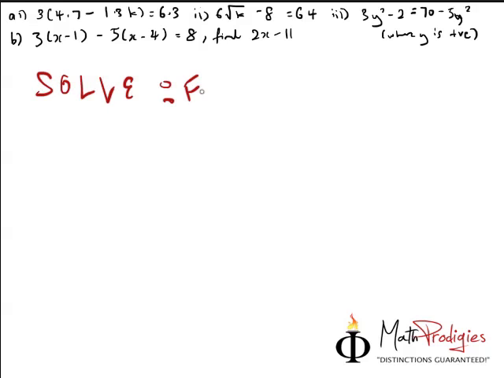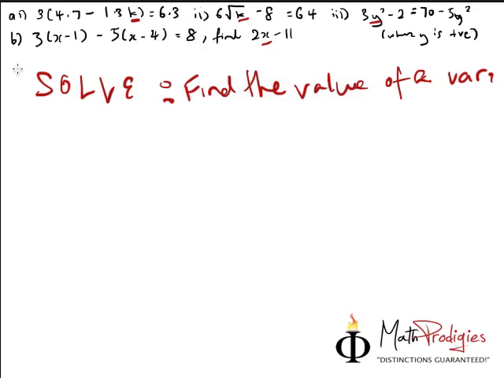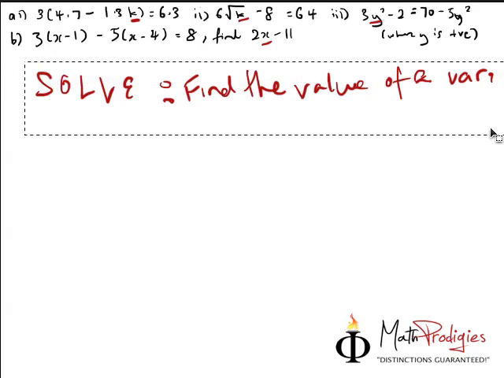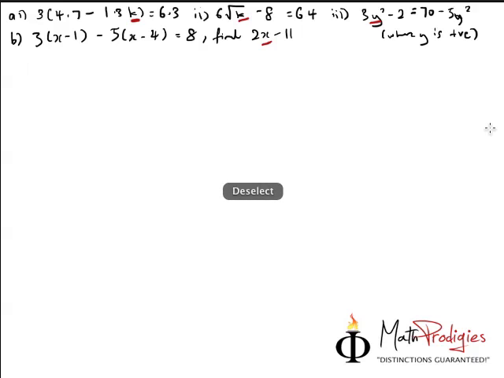find the value of the variable. What is a variable? A variable is a letter. So find the value of a variable. In this case, the first one is k, the second one is also k, the third one is y, and the fourth one, they're asking you to find x. Okay, so that's how we do it. To solve something means that we have to find the value of the variable within it. So with that knowledge, it's very simple for us to do these questions already.